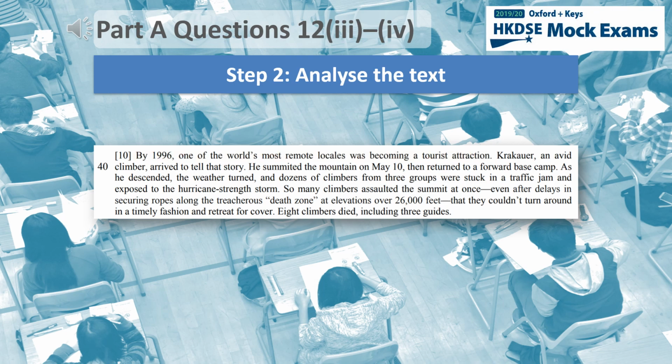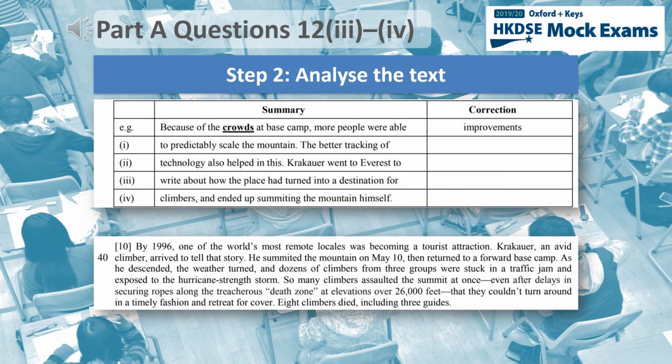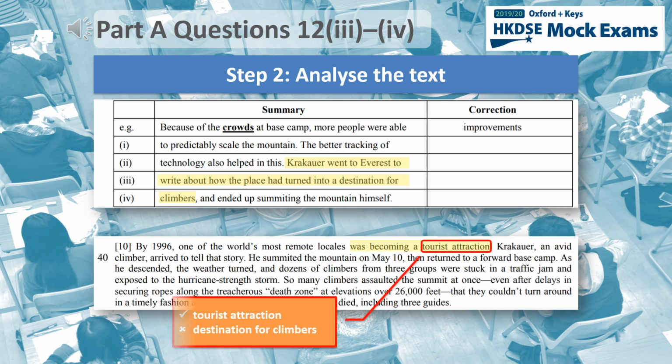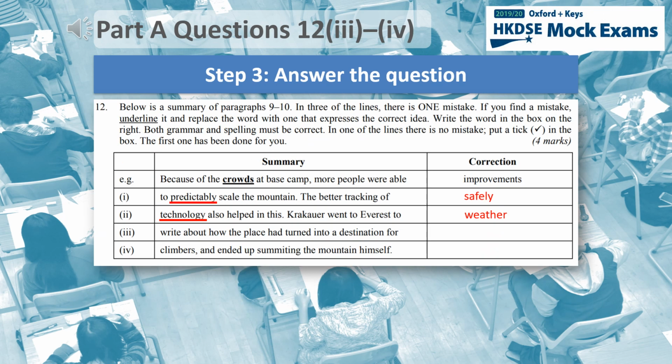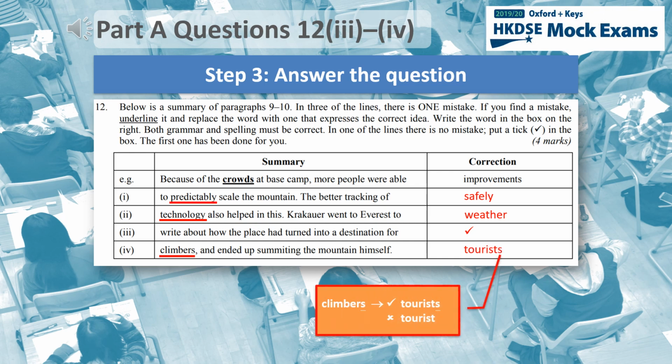Let's compare the text to the summary. The summary says, Krakow went to Everest to write about how the place had turned into a destination for climbers. However, the text says, Everest was becoming a tourist attraction. So now you have the answers to both line 3 and line 4. Line 3 is correct, so you need to put a tick in the box. In line 4, you need to underline the incorrect word, climbers, and then write down tourists. Make sure you use the plural form for the answer to be grammatically correct.